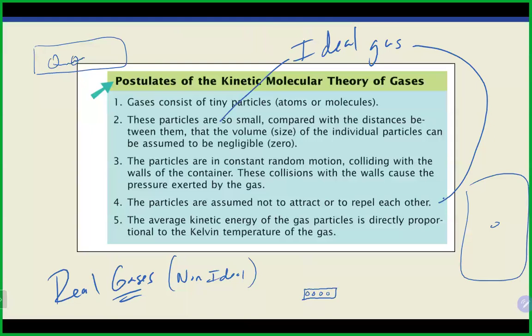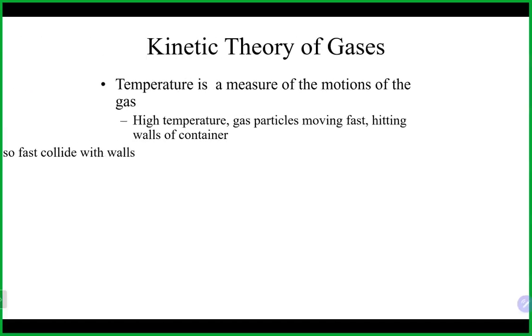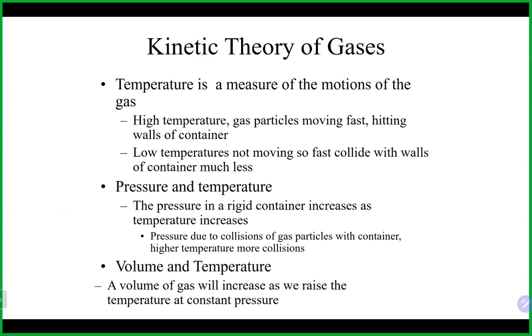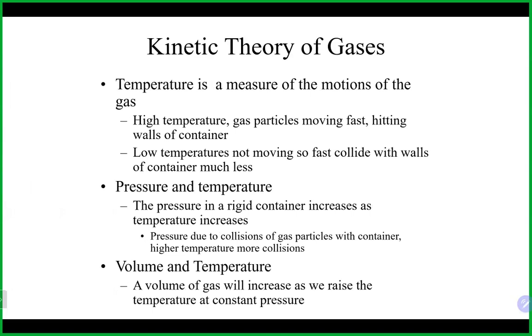Number 5 is the average kinetic energy of the molecules is related to the temperature. As we've talked about a couple of times, as we increase the temperature, we would expect our gas molecules to be flying around faster. And we would expect a lot more collisions to occur as they are flying around. And vice versa, as we lower the temperature, we would expect them not to be flying around as fast and a little bit fewer collisions occurring.